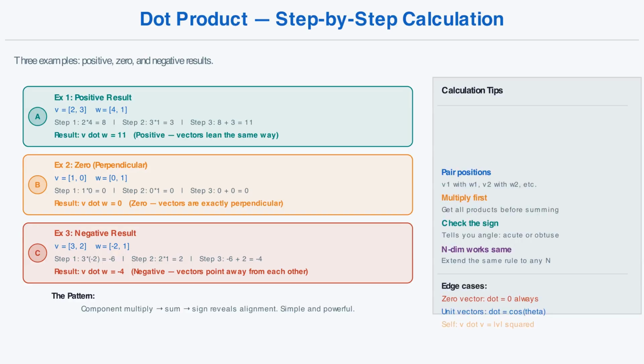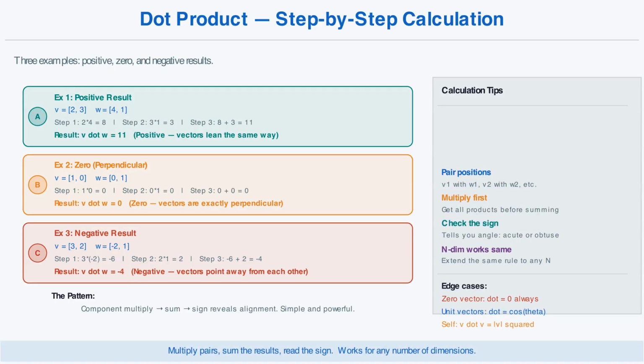First example, v equals (2, 3), and w equals (4, 1). We multiply 2 by 4 to get 8. We multiply 3 by 1 to get 3. We add 8 plus 3 to get 11. The dot product is 11, a positive number, meaning these vectors lean in the same general direction.